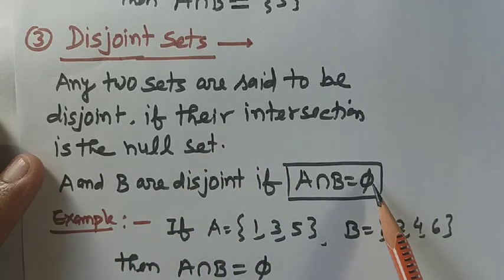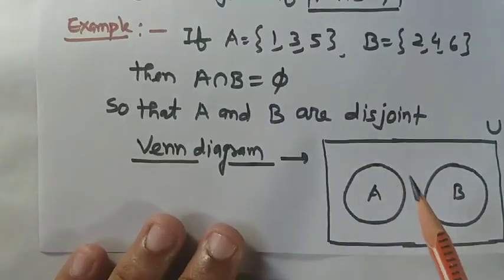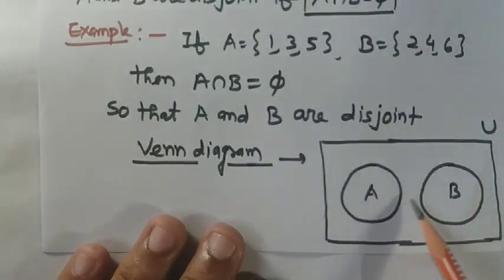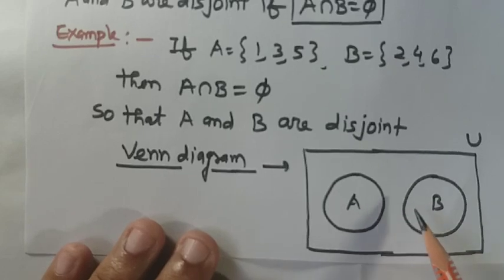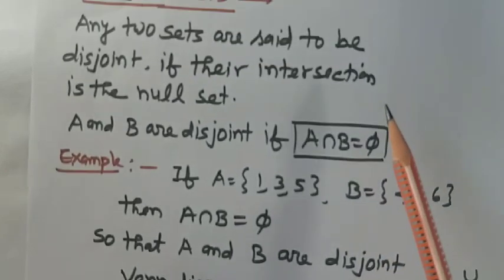So A intersection B equals phi. In the Venn diagram, both the sets are separate, they have no common value. That's why this one is known as a disjoint set, in which A intersection B equals phi.